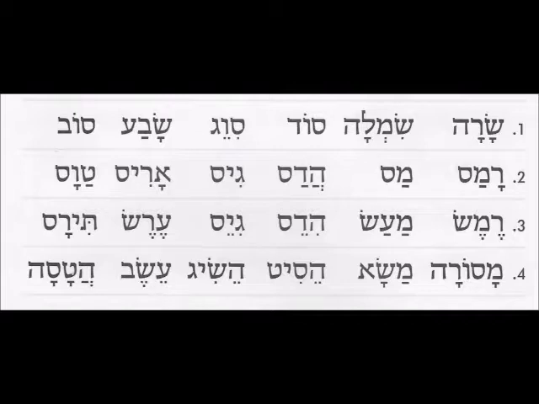In line number 2, we have Ramas, Mas, Hadas, Gis, Aris, Tazaz. Make sure that you don't confuse the letter Tet with the letter Samech. Do you see on line number 2 the last word that we just read? Look at the letter Tet and look at the letter Samech. Tavaz.